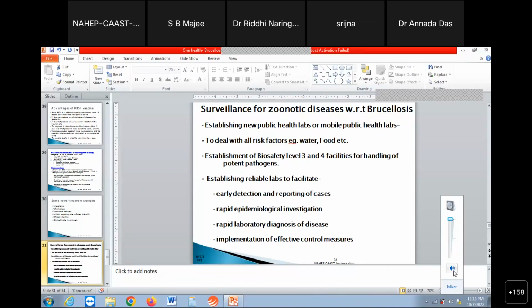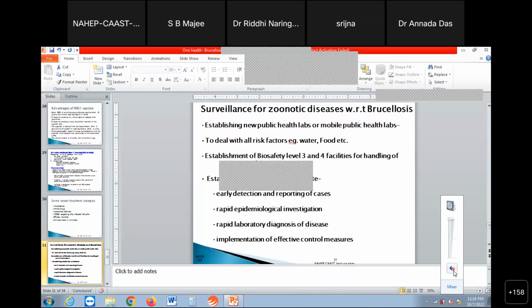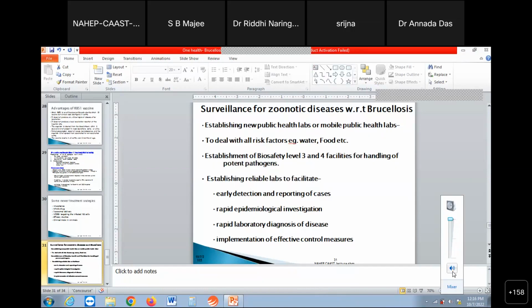study zoonotic diseases, because without a biosafety lab, it will be difficult to address, especially the diagnosis and the isolation and identification of brucellosis, and also to work with even the DNA. One would require a good biosafety level, at least 3 or 4.